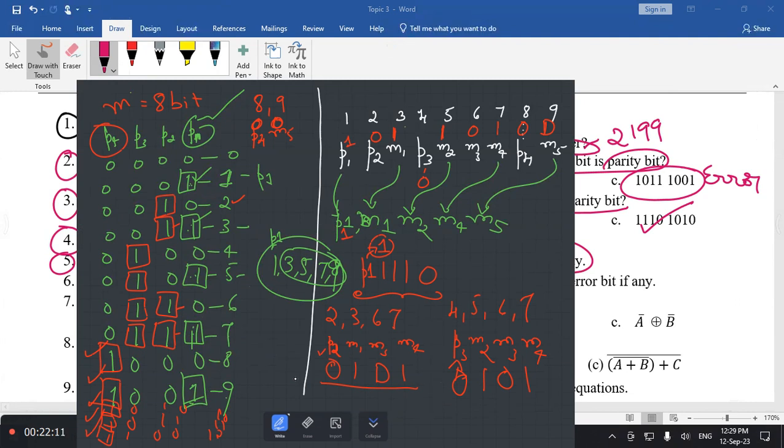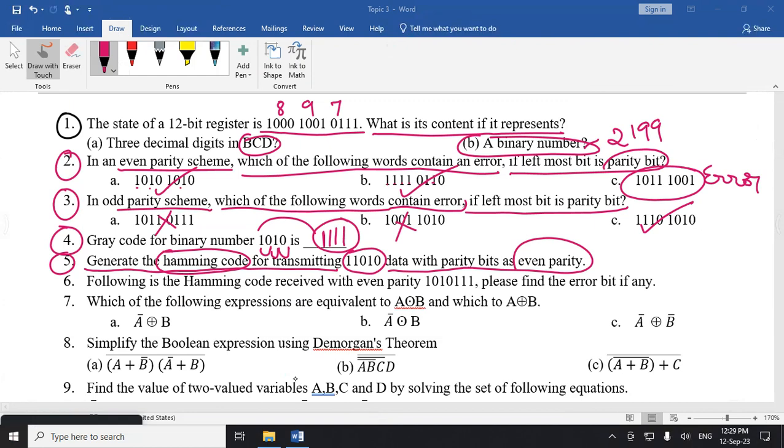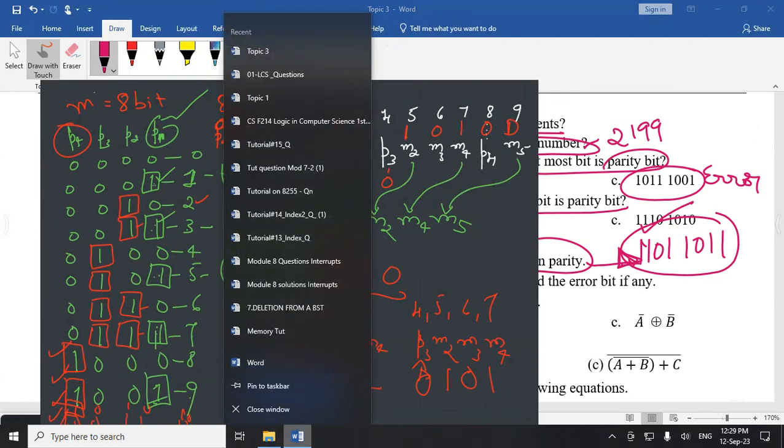You may definitely get a question on this, okay? Try to practice this. I will give you one homework, just can you do this? I will give you a random question. See, in continuation to this, listen carefully: get the Hamming code for 1101, 1011. This is another practice for you.